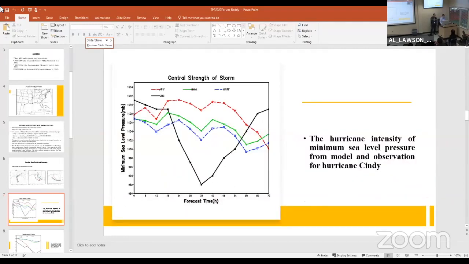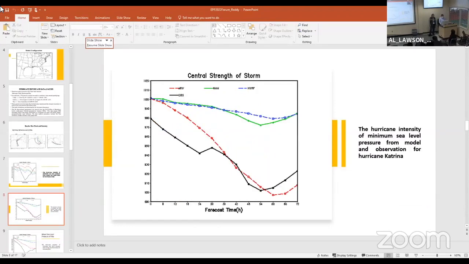This is about the strength of the storm, which is sea level pressure. Sea level pressure for the three models for Hurricane Sandy. I think this is an underestimate, right? But among the three cores, the hurricane WRF is best. But for ARW, I don't know why there is such a big area. Next, this is about Katrina. Same thing for the sea level pressure. But this one, you see, ARW is best, very close to reality. But the other two are so under-simulated.